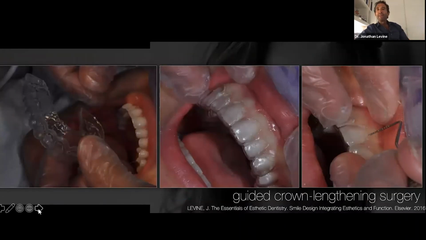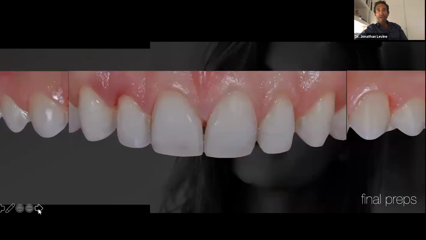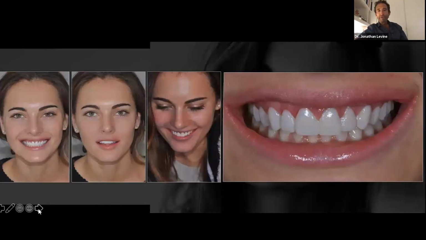We went ahead, we trimmed the tissue off of a surgical stent, which came off of our design, and then we let the tissue heal, and we prep. Here's the prep. Here's tooth number 7. You can see the tissue's still a little inflamed, but now we have everything kind of lined up properly. And we took her from the preps to provisionals. Provisionals, as we know, is the functional dress rehearsal.